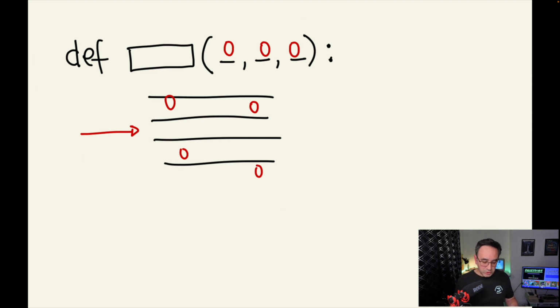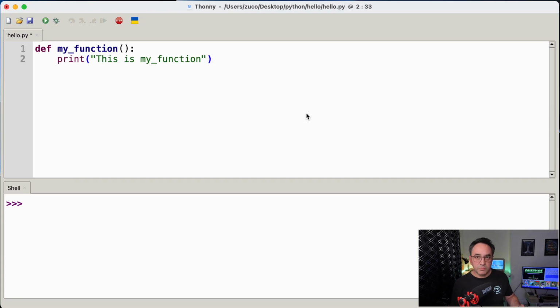Let's take a look at this in the code. Here I defined a simple function called myFunction. And what this function does is simply print this on the screen: this is myFunction. If we run this, we don't see anything on the screen. The reason is that we just defined this function, but we didn't call it. To call a function, we just type the name of the function, myFunction.